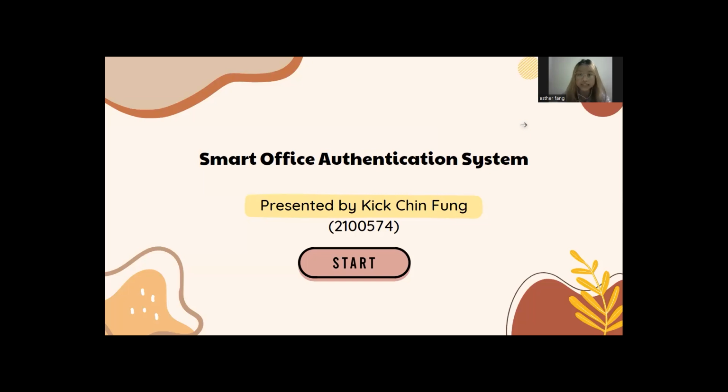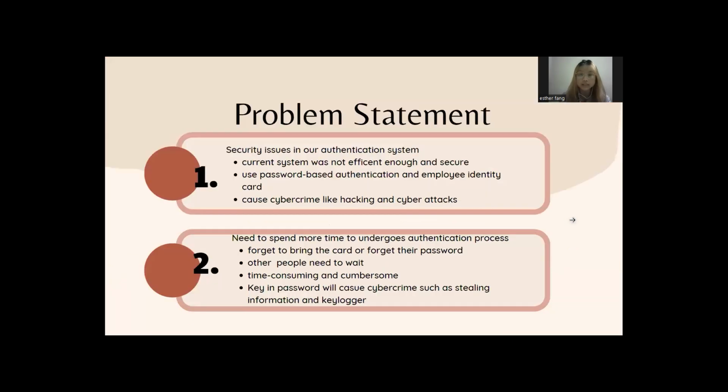Now I want to present the problem statement in our Smart Office Authentication System. First of all, the problem statement in our project was about the security issue in our authentication system. This is because security issues of the system have become more and more serious, especially after the pandemic. Most of us started using the internet to do our tasks, and people are more familiar and more ready to explore more about cyberspace.